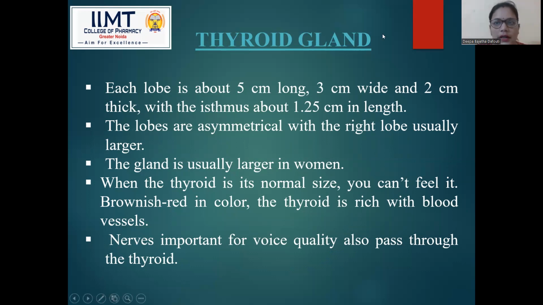The lobes are asymmetrical, with the right lobe usually larger. The gland is usually larger in women. When the thyroid is its normal size, you can't feel it. Brownish red in color, the thyroid is rich with blood vessels. Nerves important for voice quality also pass through the thyroid.